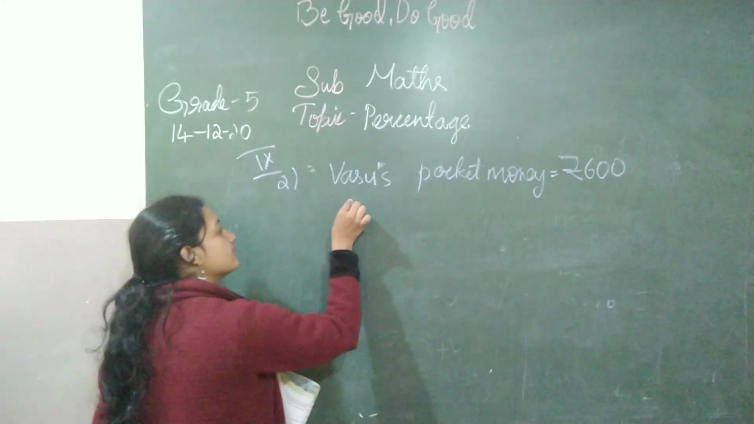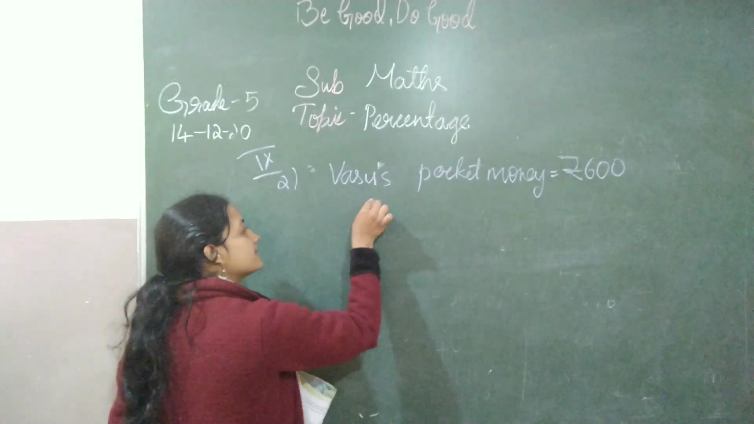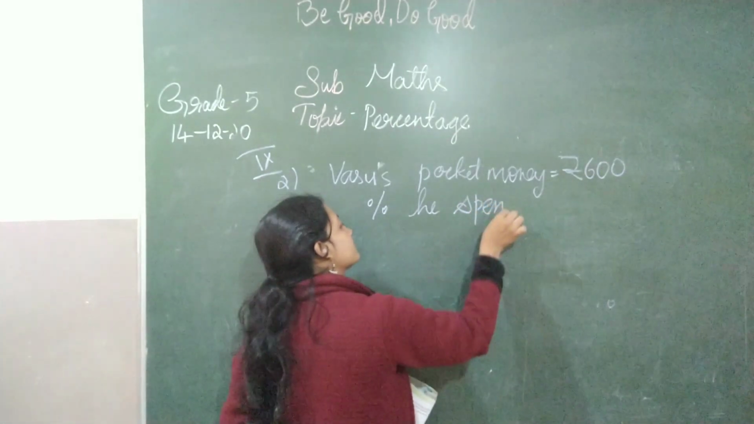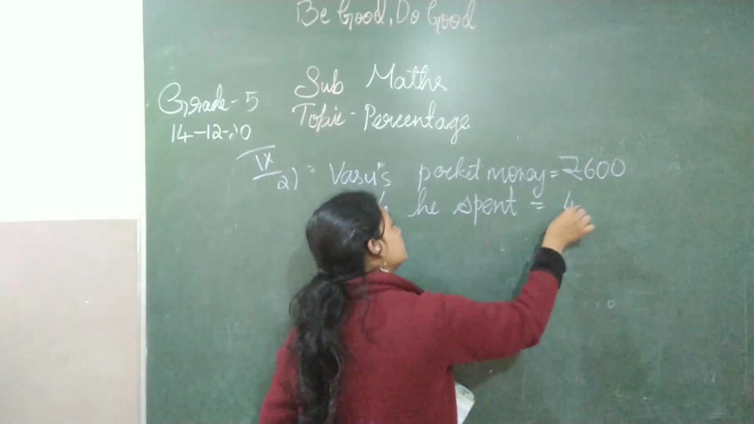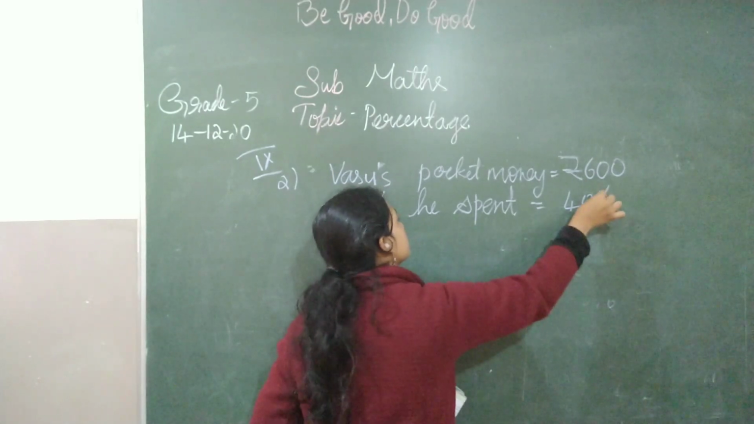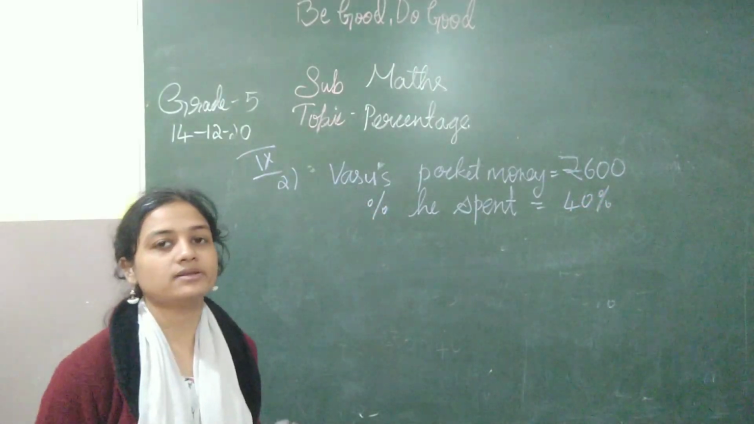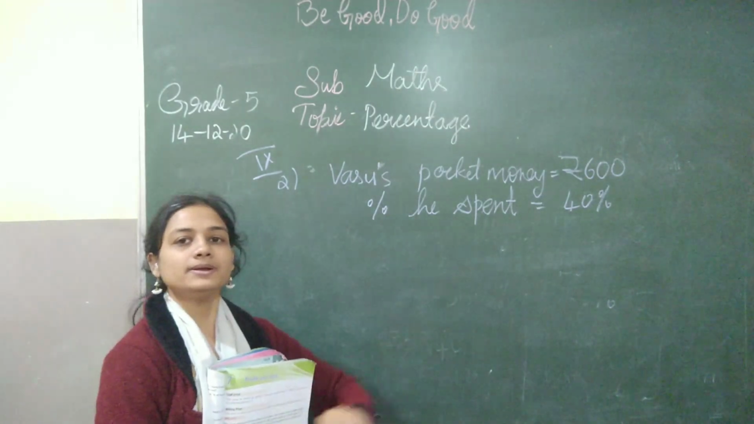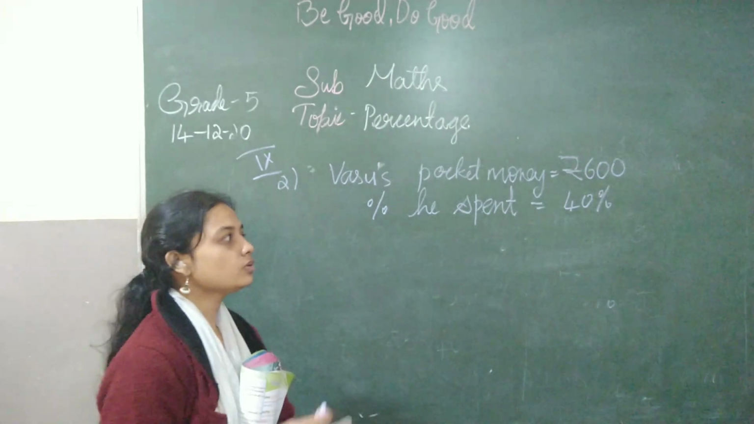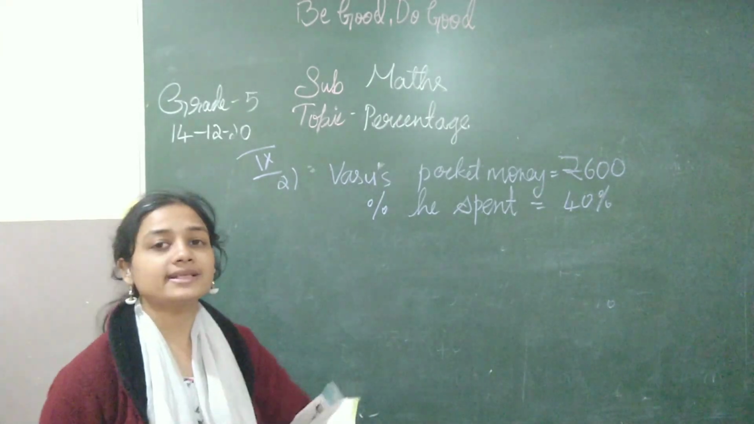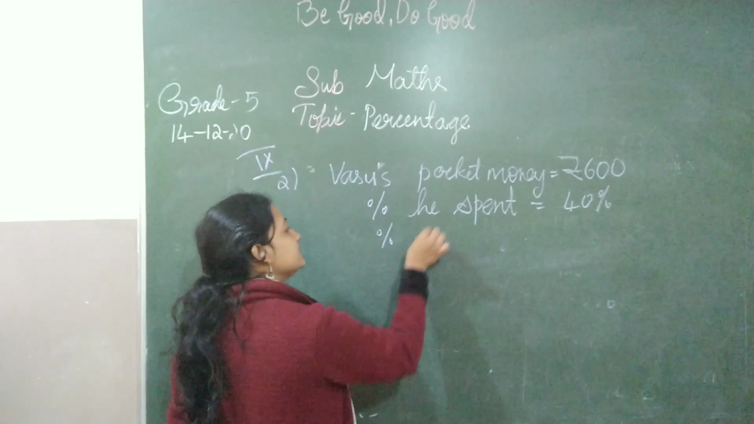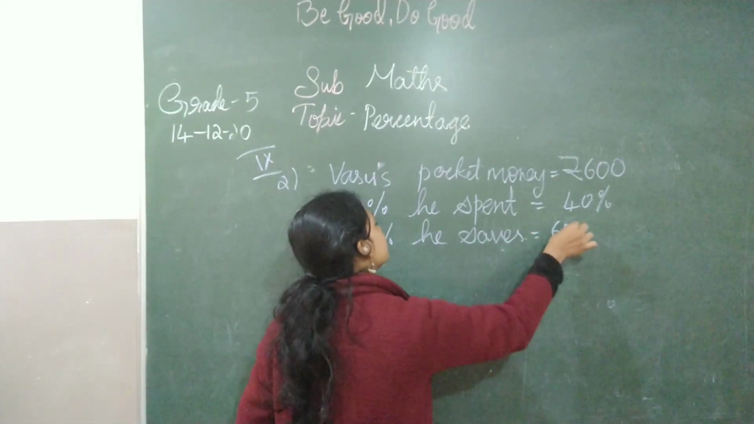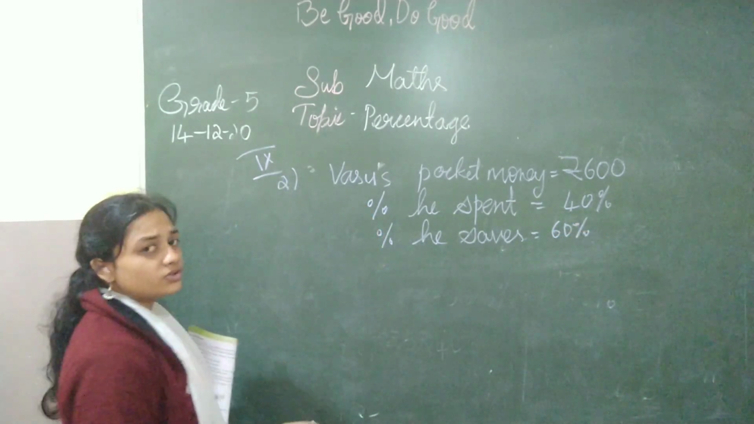How much percent did he spend? He spends, percentage he spends is 40%. So percentage you know always you calculate for 100. So if 40% is spent, how much percentage did he save? So take out 40 from 100. It is 60. So percentage he saves is 60%.